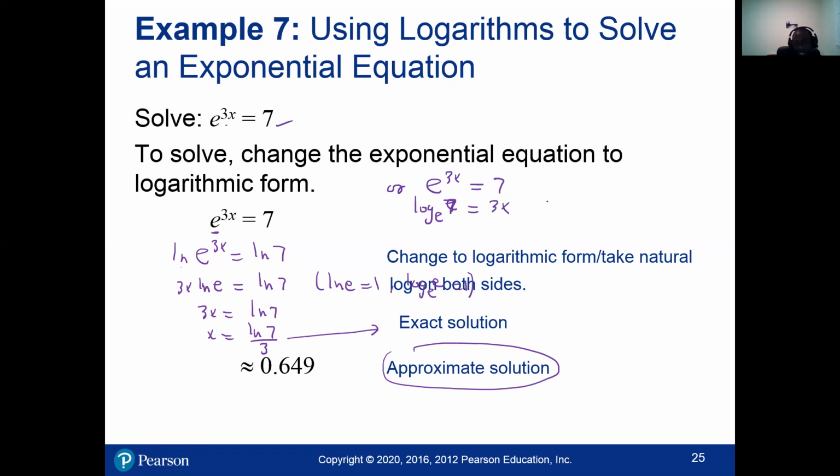And that is the same as natural log of 7 is equal to 3x. And then when you divide both sides by 3, you get x is equal to natural log of 7 over 3. So either you change it to the log function, or you take natural log on both sides, and that should give you the same results.